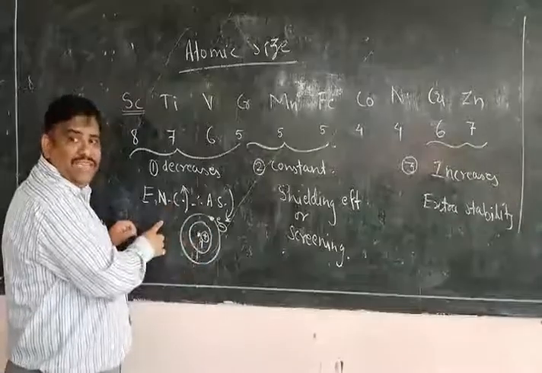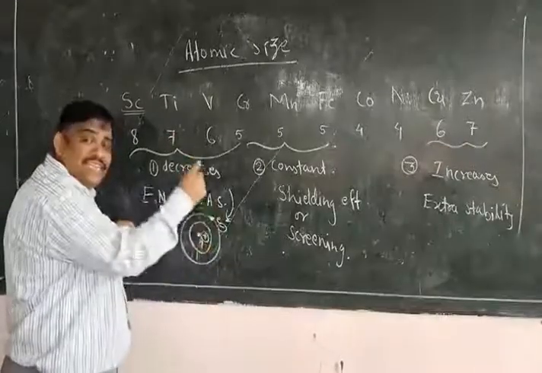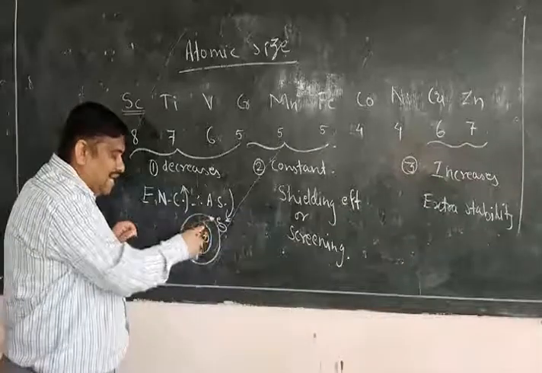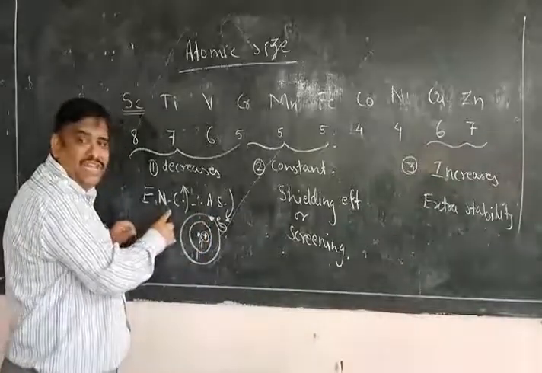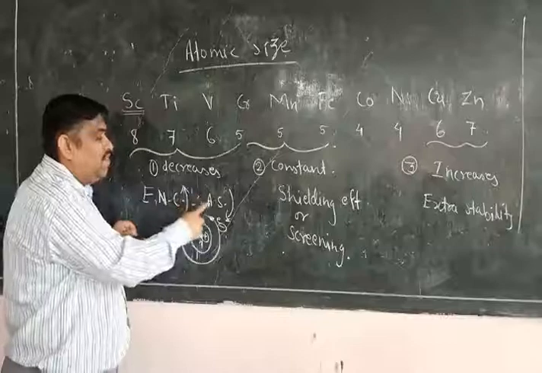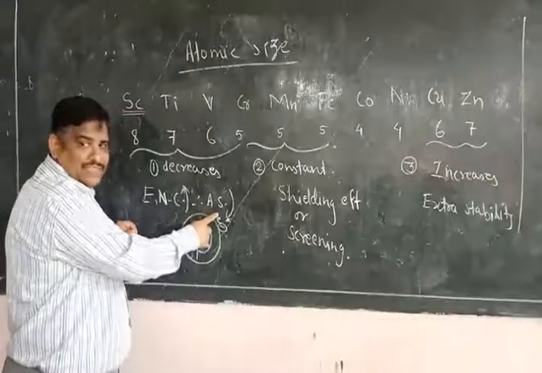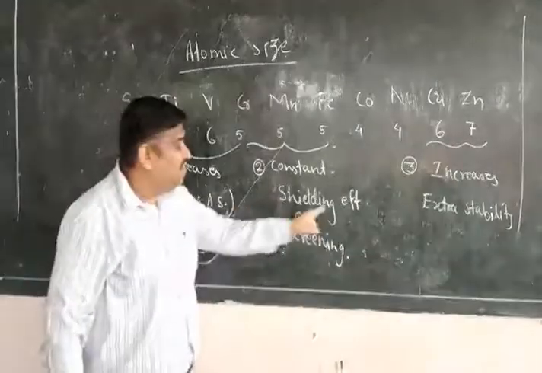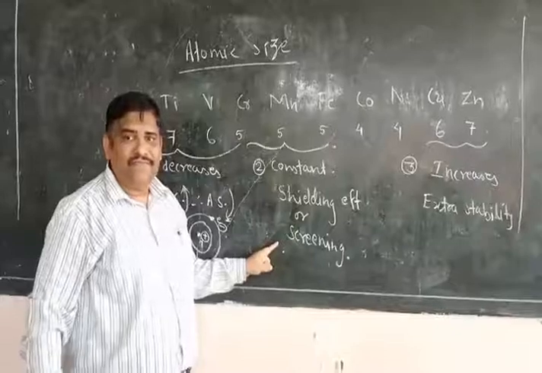That is called what? Effective nuclear charge. When the electron is added in the same shell, the attraction increases. It means effective nuclear charge increases. Therefore, atomic size decreases here. Then I told you about the shielding effect or screening effect.